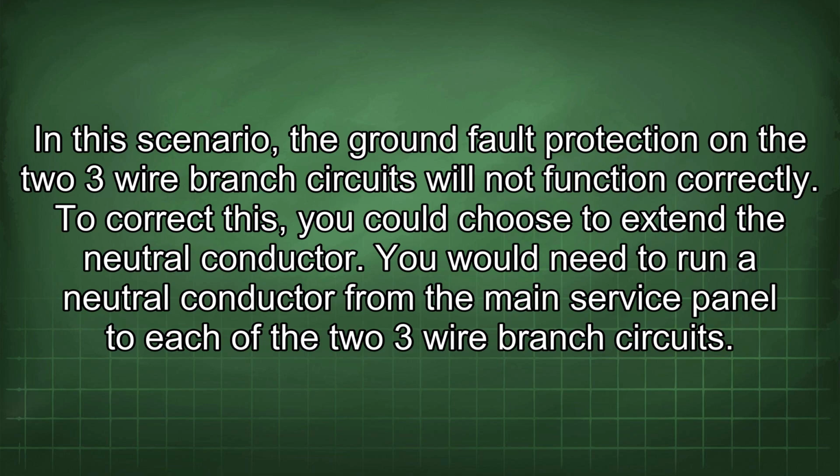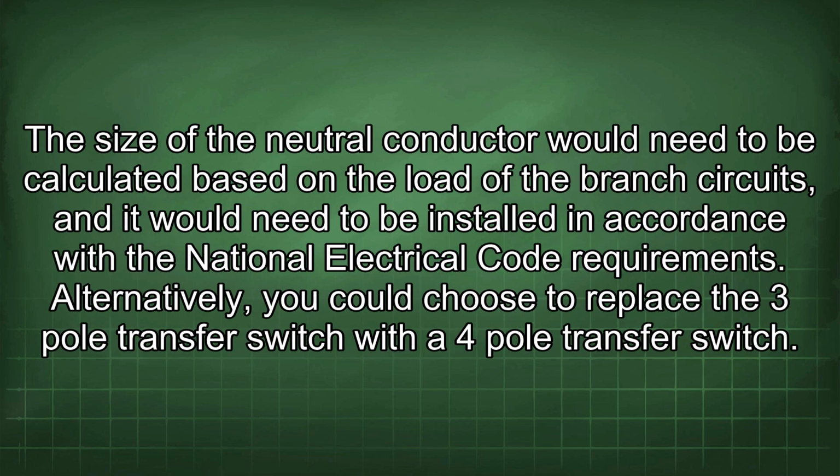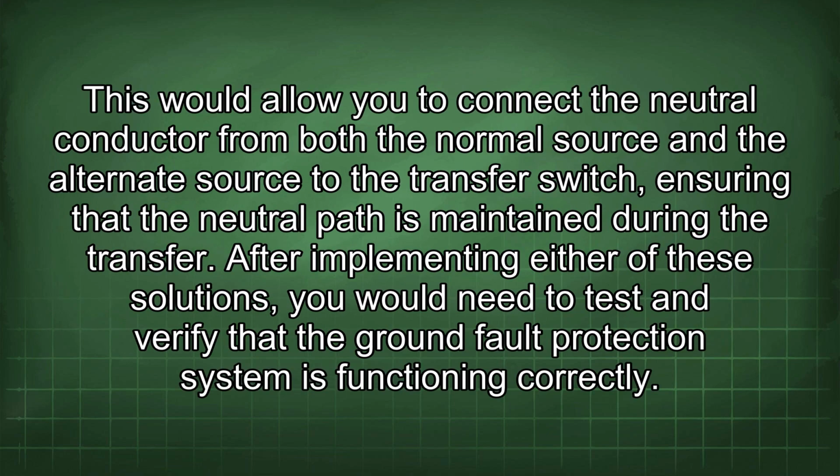You would need to run a neutral conductor from the main service panel to each of the 2 3-wire branch circuits. The size of the neutral conductor would need to be calculated based on the load of the branch circuits, and it would need to be installed in accordance with the National Electrical Code requirements. Alternatively, you could choose to replace the 3-pole transfer switch with a 4-pole transfer switch. This would allow you to connect the neutral conductor from both the normal source and the alternate source to the transfer switch, ensuring that the neutral path is maintained during the transfer.